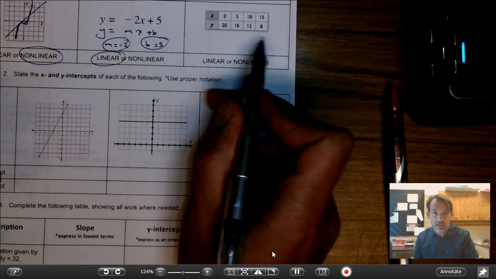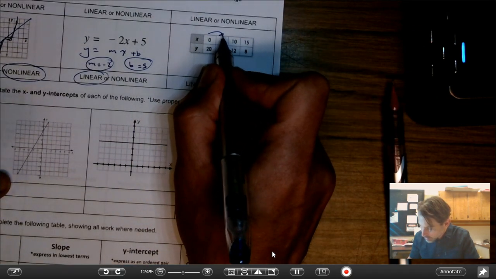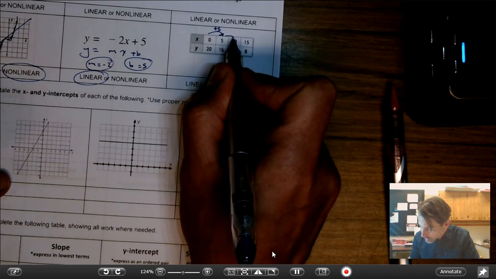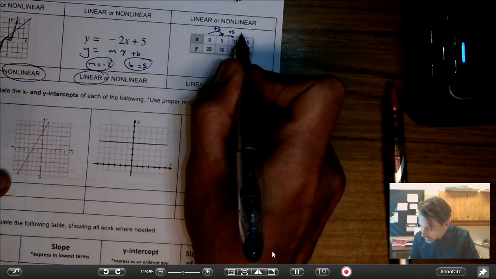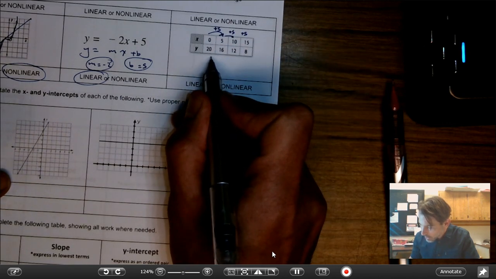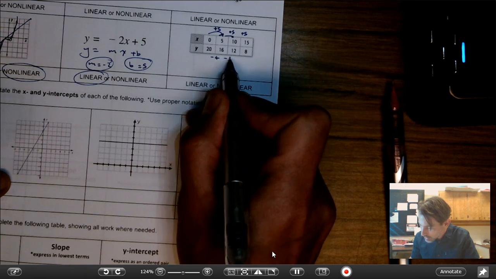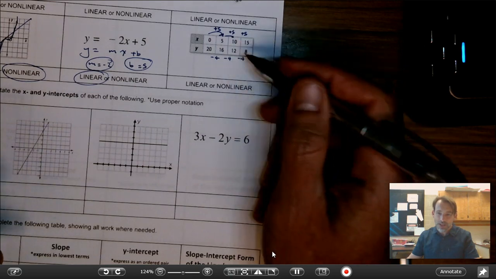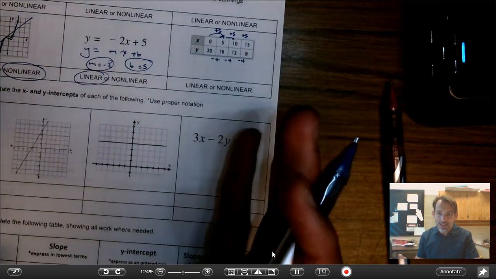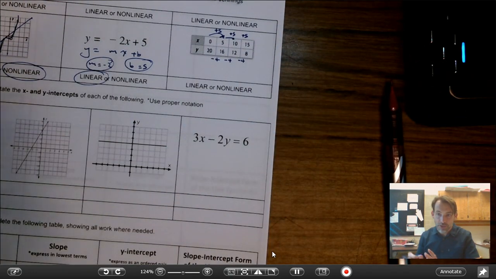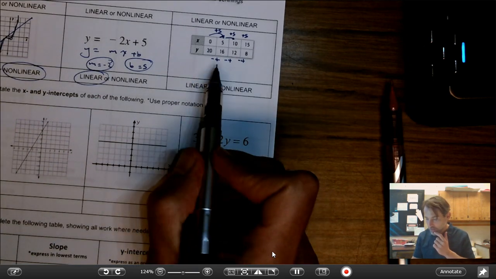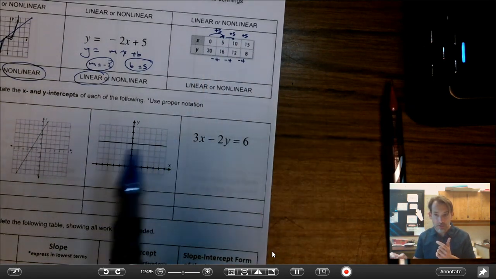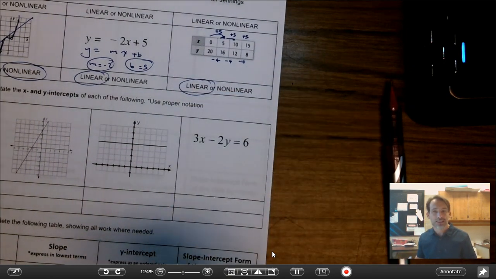Let's take a look at this table here. X increases by 5, increases by 5, increases by 5. Y decreases by 4, decreases by 4, decreases by 4. If I calculate the slope here, it's always going to be the same rate of change. The change in y and the change in x is always the same ratio, minus 4 over 5. So this is linear.